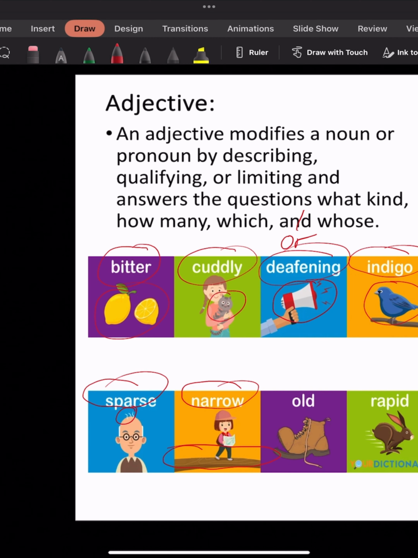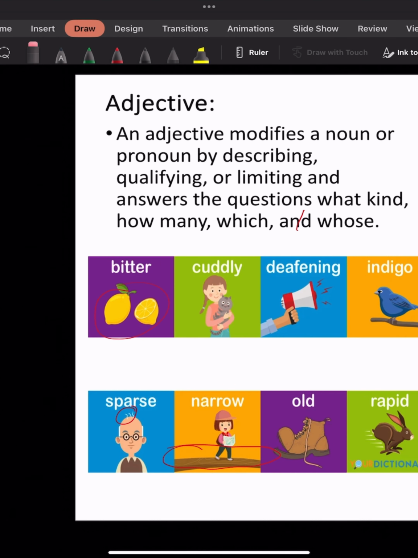So narrow would be modifying the noun branch. Old boot. Old would be modifying the noun boot. And then rapid rabbit. Or you can even say rapid pace. Pace is a noun and rabbit is a noun. So rapid would be modifying that, okay? And just some examples of adjectives. We'll be dealing with quality adjectives. Instead of fast, we would say rapid. Rapid is a quality adjective instead of just fast. We might even say ancient instead of old for a more quality adjective, okay?